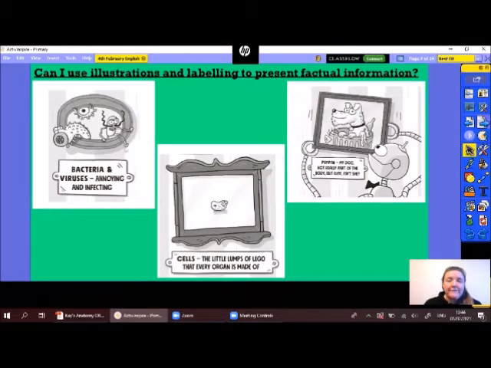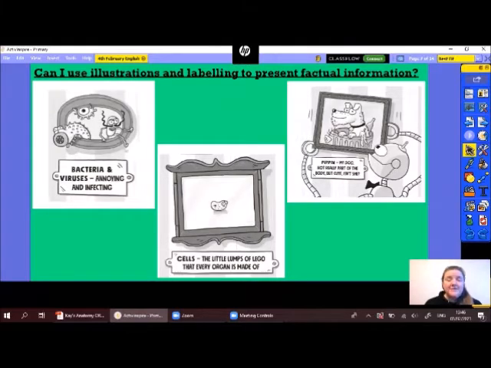We also have another few things as well, which aren't organs, but are quite important. Bacteria and viruses, annoying and infecting. Cells, which Adam Kay describes as the little lumps of Lego that every organ is made of. And then you've got Pippin, his dog. Not really part of the body, but cute, isn't she? So again, you've got Adam Kay's humour coming into this book already.